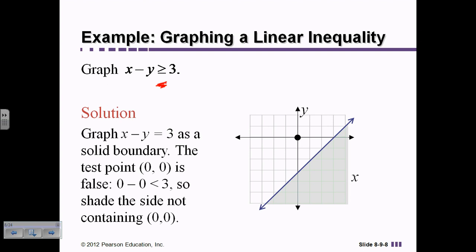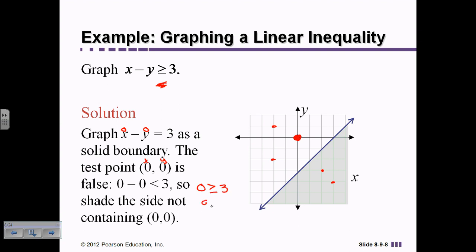Again, I can pick any point that I want on the graph. But anytime you have the option to pick 0, 0, I would pick 0, 0 because it's easiest. So x equals 0, y equals 0, so we're going to plug 0 in for x, 0 in for y, and we get 0 greater than or equal to 3.